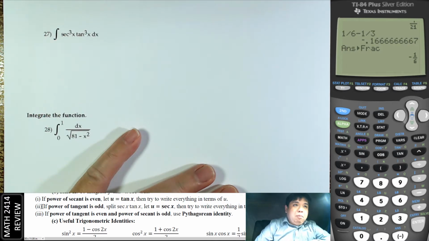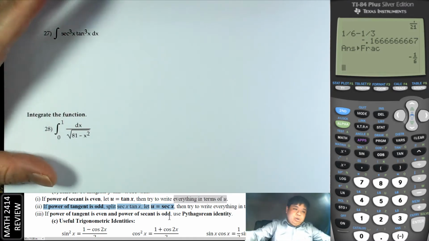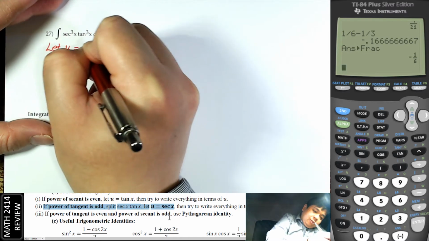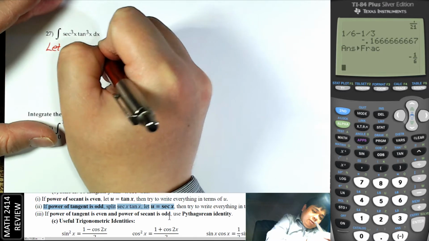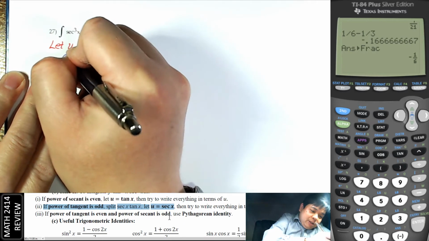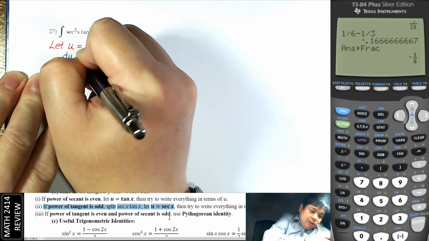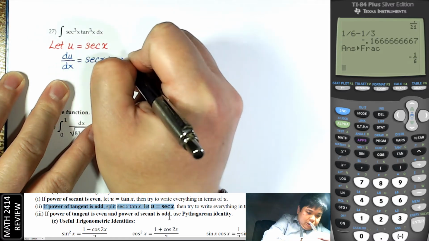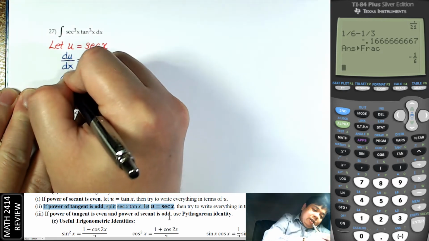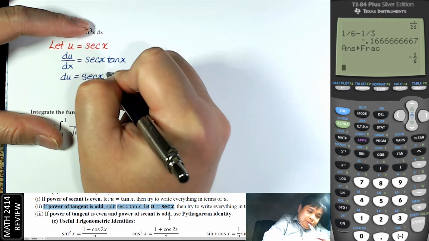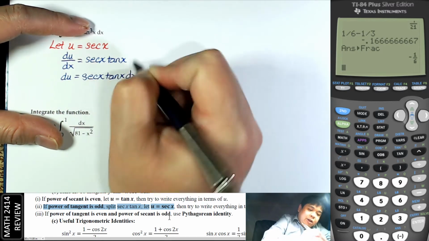Right. If the power of tangent is odd, split off one secant tangent and then let u be secant of x. So that is u equal to secant of x. And then take the derivative, and substitute in for dx. Secant tangent, move to dx, and divide by that.